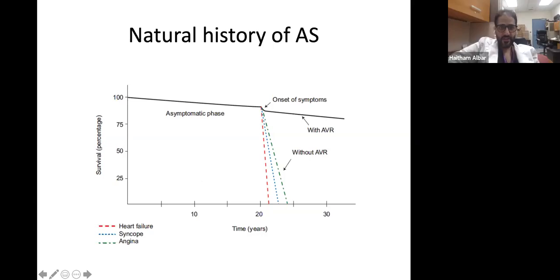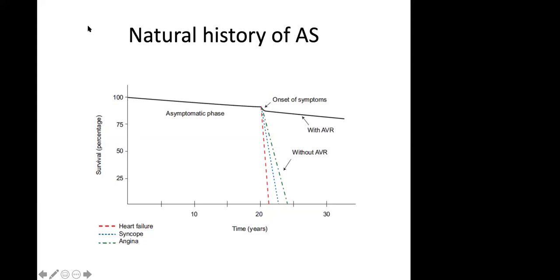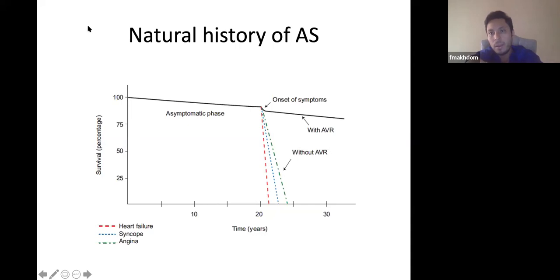If they don't do the operation, how many years will they live? 50% of them will die in 2 years. 3 years. 3 years, yes. Syncopal attack, so 50% will die in 3 years. So this is a very compelling reason. Of course, it's very historical data. We don't do this anymore, and this is how you should approach severe AS. It's very common, very easy to understand.